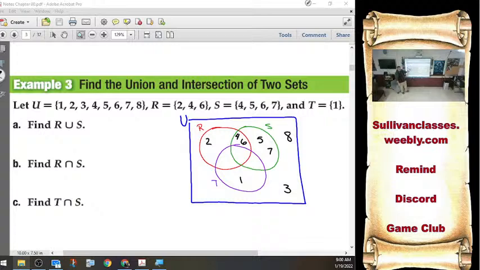Okay, so then, what does this say? R union S, which means anything in R or S. So that's 2, 4, 5, 6, 7. R intersect S is 4, 6. T intersect S has nothing, so I put empty set. Okay? Again, don't put the brackets around empty set. That's the empty set of empty set.